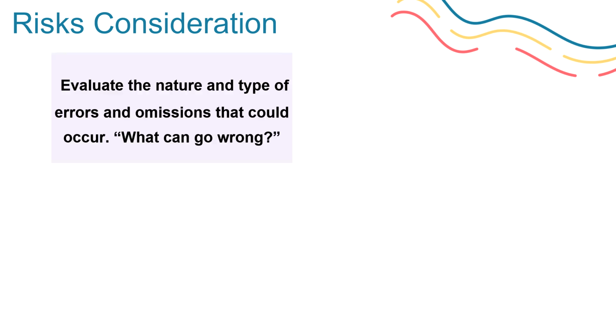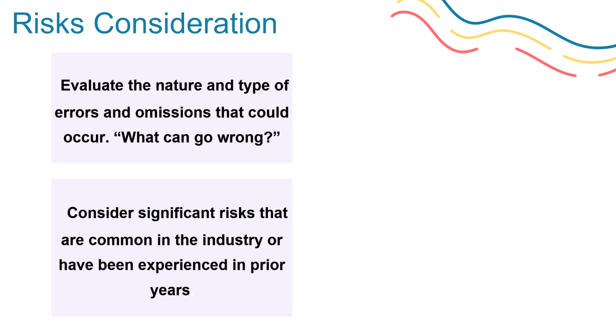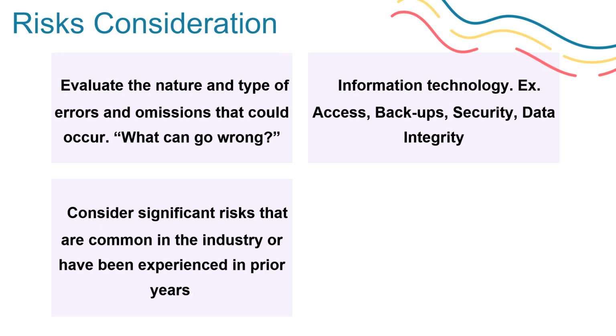So we have 8 different risk considerations. The first one is to evaluate the nature and type of error and omission that could occur, or what can go wrong. Number 2 is to consider significant risks that are common in the industry or have been experienced in prior years. Number 3 is information technology.